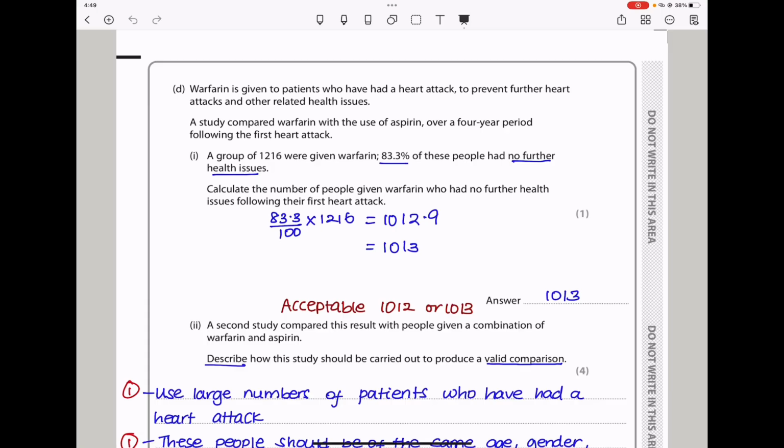So the percentage is 83.3%, which is 83.3 divided by 100 times the total number of people, and this gave me 1012.9. But human beings or people cannot be in fractions, so I rounded this off to 1013, although you could leave your answer as 1012 as well.